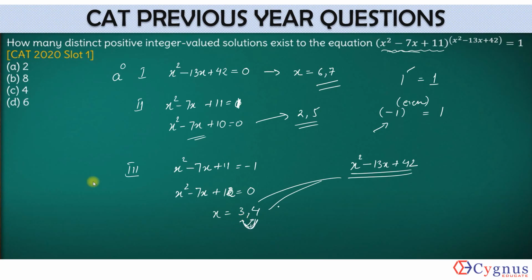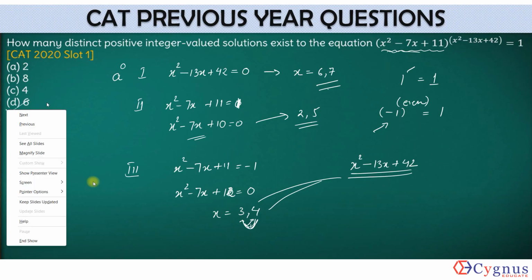So effectively, how many integer valued solutions will we have? 2 plus 2 plus these two. So the answer becomes 6.